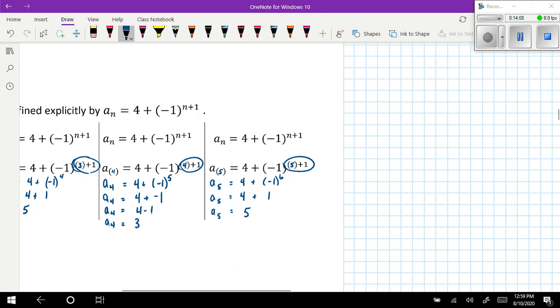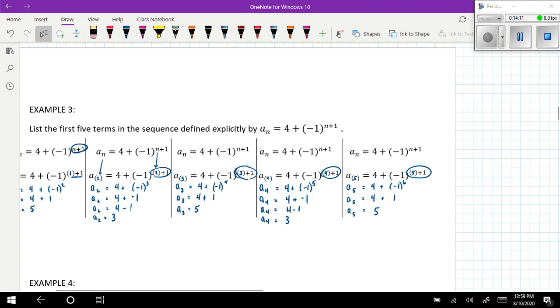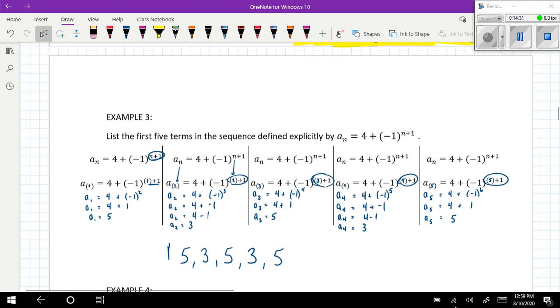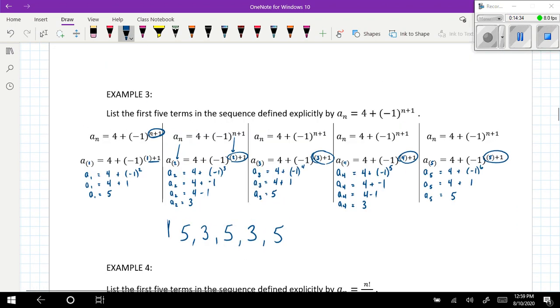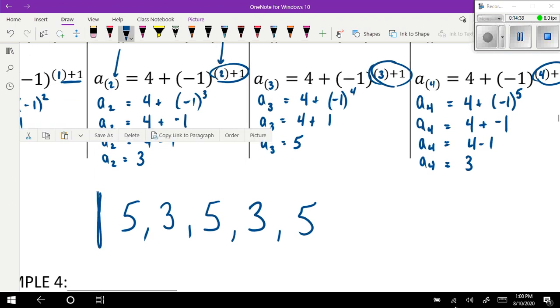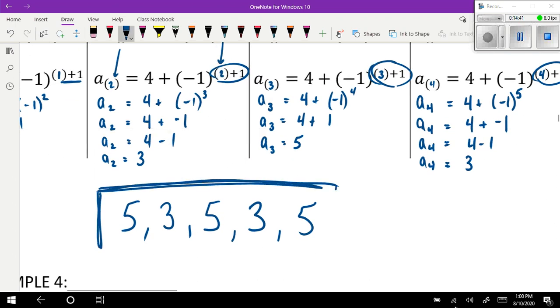Again, I know you weren't capable of seeing all of these at once, but you are now. So let's see what our list looks like. My a sub 1 is 5. My a sub 2 is 3. My a sub 3 is 5. My a sub 4 is 3. My a sub 5 is 5. And it's going to continue to do this, and just like you're thinking, it's just going to alternate back and forth between 5 and 3. There's my answer box here.